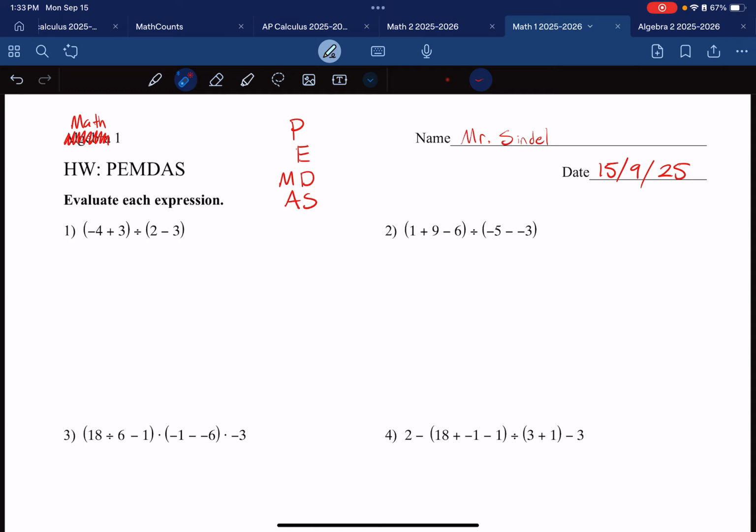So the first thing that I'm seeing is, I have parentheses, therefore I'm doing parentheses first. I'm going to simplify -4 plus 3. You take the sign of the larger and you get -1. Why did you subtract? Because you had opposite signs.